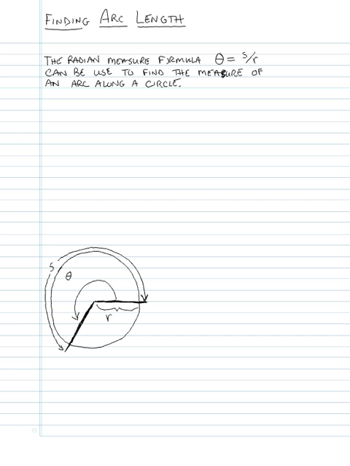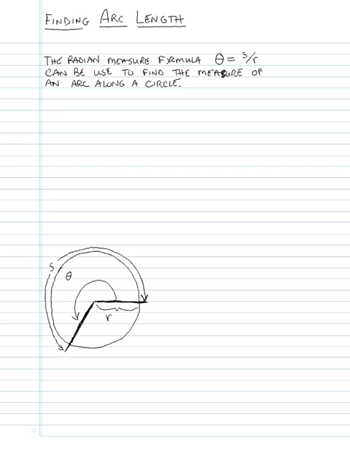Okay, we're going to find arc length. I've made a statement here. The radian measure formula is theta equals S over R. Remember, S represents the length of the arc, that's the measurement along the circle itself, divided by R, and R is the radius. This can be used to find the measure of an arc along a circle.